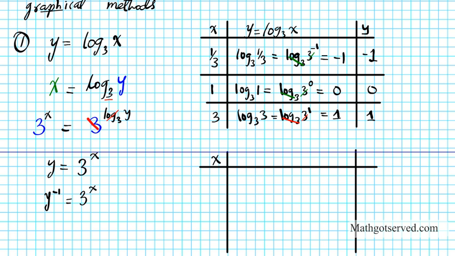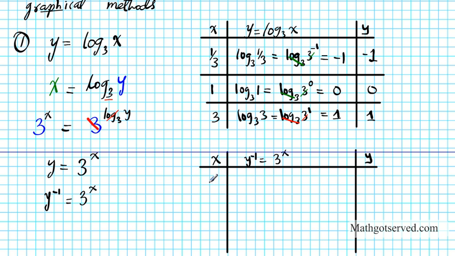We have x as the input, and the output function is going to be y to the negative 1, the inverse, which is 3 to the x, and then we're going to put our final output results into the y column. All right, so I'm going to take the outputs from the original function and use them as my input here. Let's see what we get as the output.